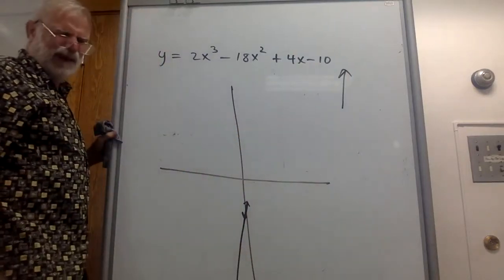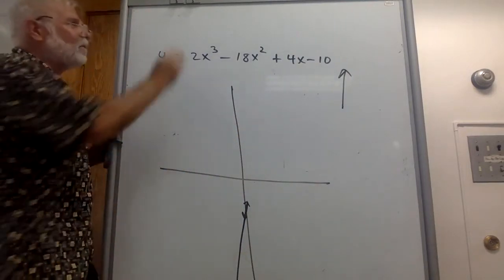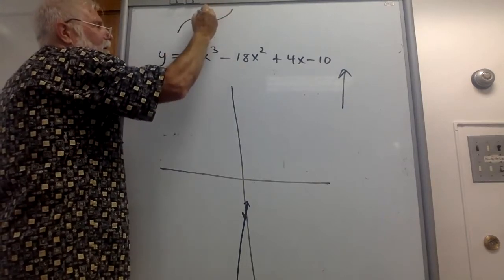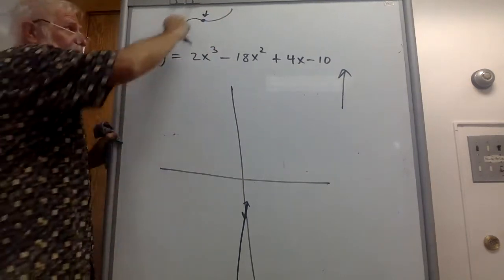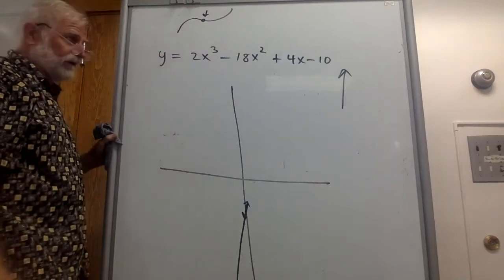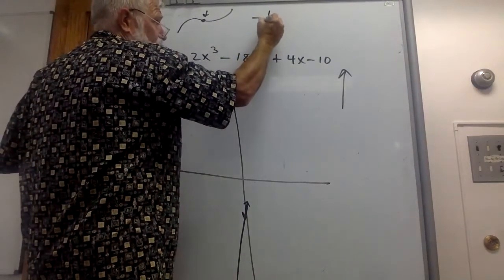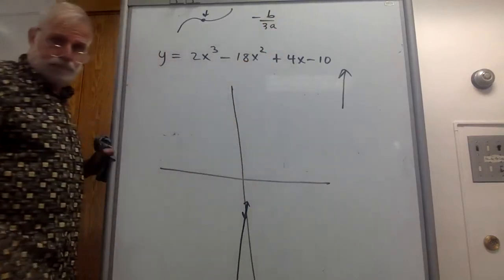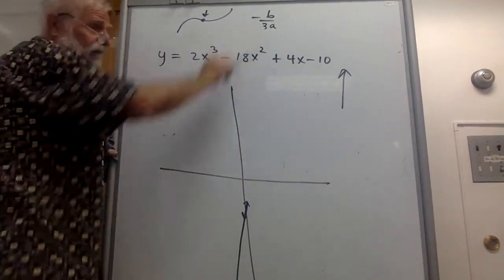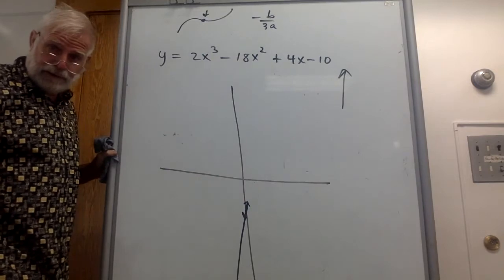I'm going to analyze right now. I want to see where it bends. The point of inflection, where my acceleration changes. You'll study that in calculus. And it turns out, geometrically, it's minus b over 3a. And that is actually the average of the roots.